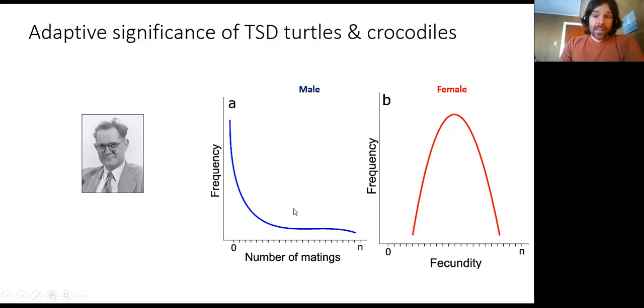What we expect is that male fitness is going to be limited by the number of females that they can mate with. It'll be exponentially distributed with a modal value here of 0. So most males get to mate with nobody, and a few males get to mate with a whole bunch of different females. On the other hand, female fitness is limited by how many eggs they can produce, by fecundity. It's not limited by the number of mates they can have. So female fitness will be normally distributed with a modal value well above 0.